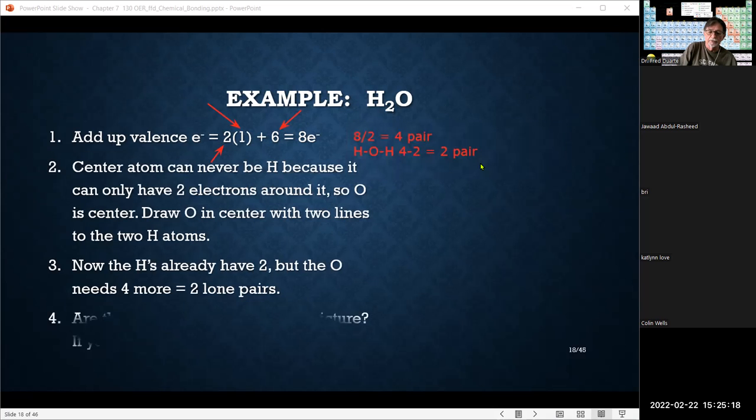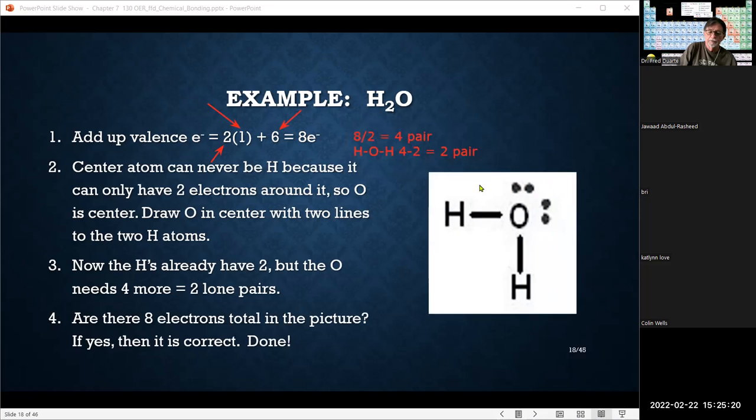Let's draw the structure here. And so you see that we got the 2 lines between hydrogen and oxygen, that's a pair. And we have the 2 lone pair on the central atom, which is oxygen. We still have a total of 4 pairs. 2 of them are being shared, the oxygen and hydrogen are sharing it. And 2 of them are lone pair.